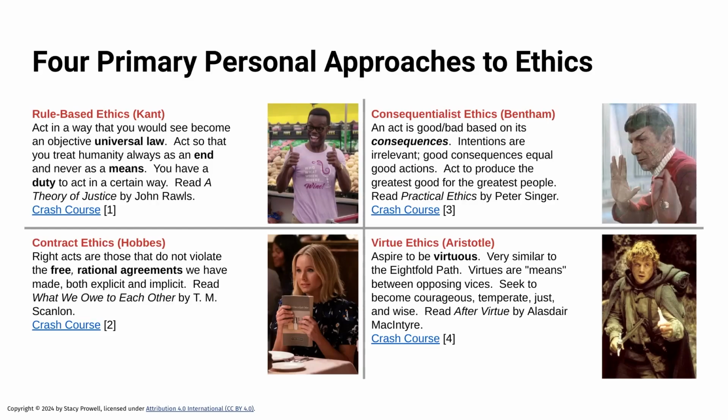If you're interested in all of that, you should read After Virtue by Alistair McIntyre. And there's another crash course on this. So there you go. Different approaches. Do you have to pick one? Of course not. You can sample from column A and column B and C and D. You should aspire to be virtuous. You should try to act in a way that does good for people. You should honor your commitments, and you should be aware that you have a duty to act in certain ways. These are all things that inform ethical behavior.